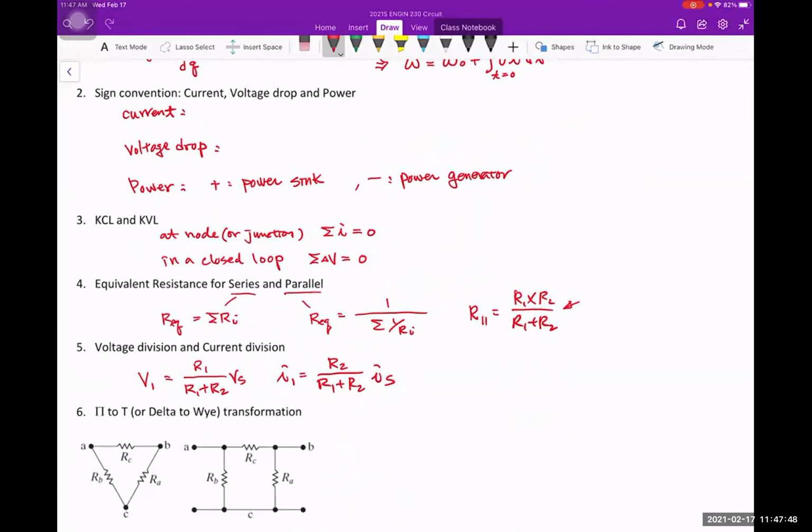The voltage and current division, I give you the equation in the formula sheet. You just need to know the voltage is proportional to the resistor. So if you want to find the voltage of R1, you put R1 on the top. If you want to find a current, which is inversely proportional to the resistance, the higher the resistance, the smaller the current. So if you want to find I1, the second resistor will be on the top. But this is an equation for two, right? So if you have three, then you need to use the general equation.